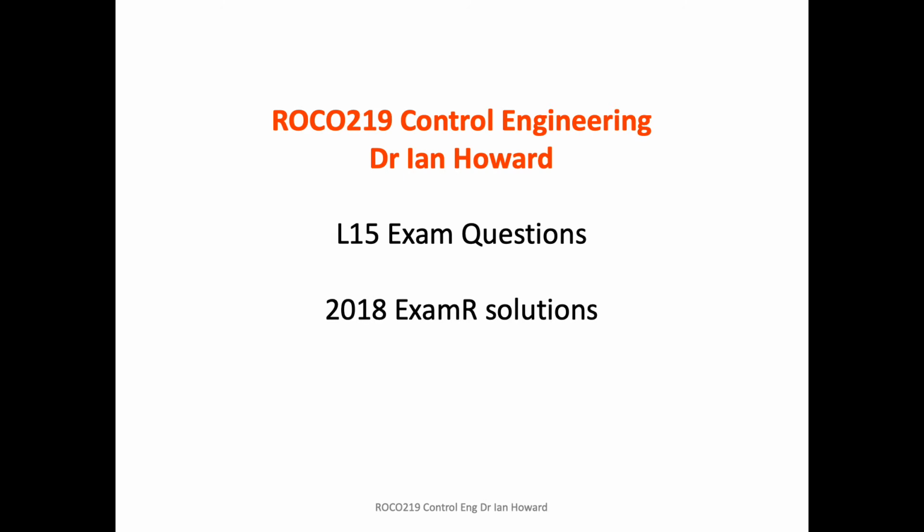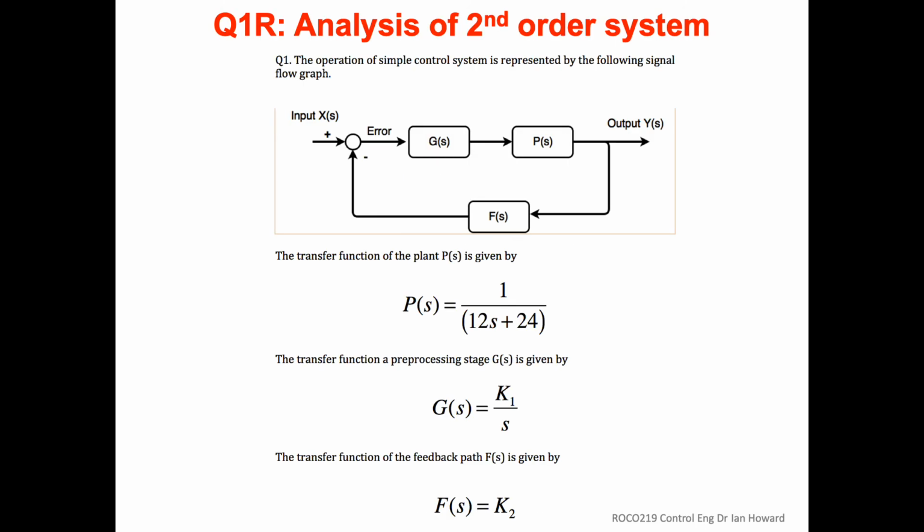So here's a question from 2018, and this is on the analysis of a second order system. For this second order system, we've been provided with a simple control signal flow graph. As you can see, we have an input X(s) coming in one side, and an output Y(s) coming out the other.